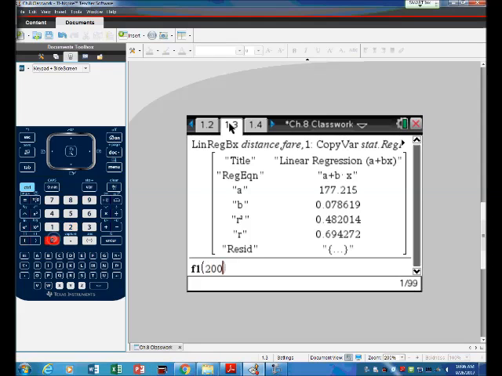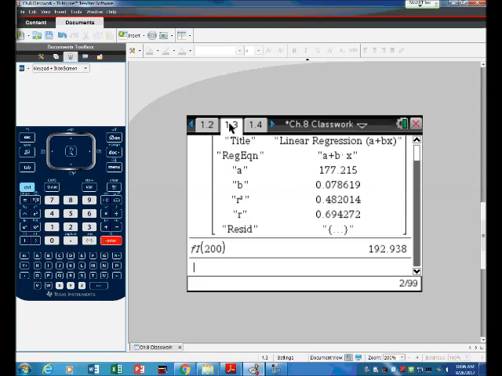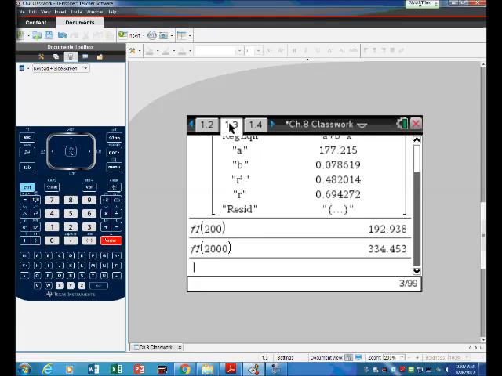$192.94. So if you do the same thing for number 7, so you do F1 of 2,000, it says you should expect, again, I don't know what you're going to pay. This is what the model predicts you're going to pay, $334.45. So all of this stuff is amazing in the calculator because you don't have to take 200, multiply it by 0.079, then add 1 is 77.22. It does it all for you, all right, if you use the calculator.